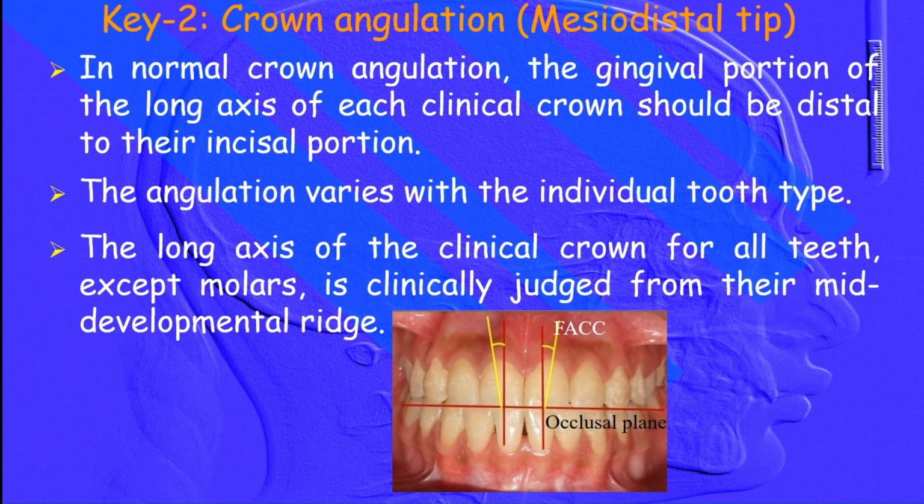If the crown of a tooth is normally angulated, the gingival portion of the long axis of each clinical crown should be distal to its incisal portion. The crown angulation varies from tooth to tooth. The long axis of the clinical crown for all teeth, except molars, is clinically judged from their mid-developmental ridge.